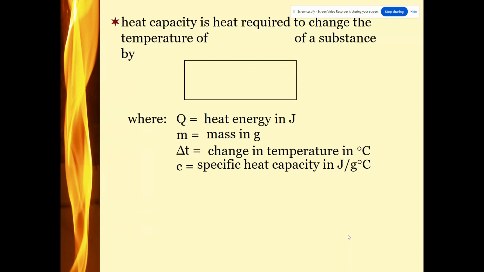Specific heat capacity is the heat required to change the temperature of 1 gram of a substance by 1 degree Celsius. Okay, so this gives us the following formula. Q equals mc delta T.